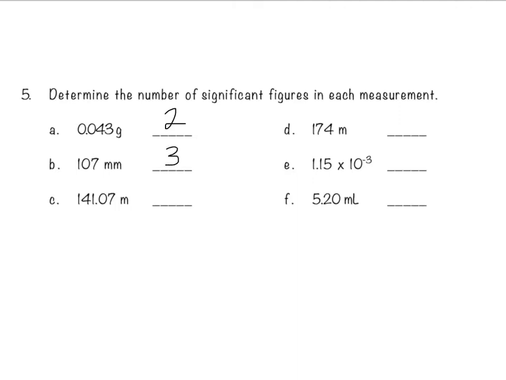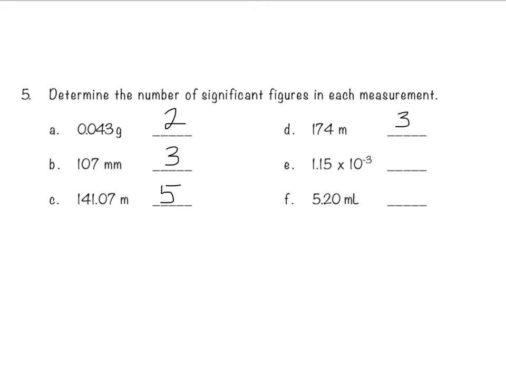There are 3. In the next number, the 141.07 meters, there is a decimal. It is present. From the Pacific side, the 1, 4, 1, 0, and 7 are all significant. There are 5. 174 meters, it is absent. We're going to start from the right side going left. The 4, the 7, and the 1 are all significant. There are 3.